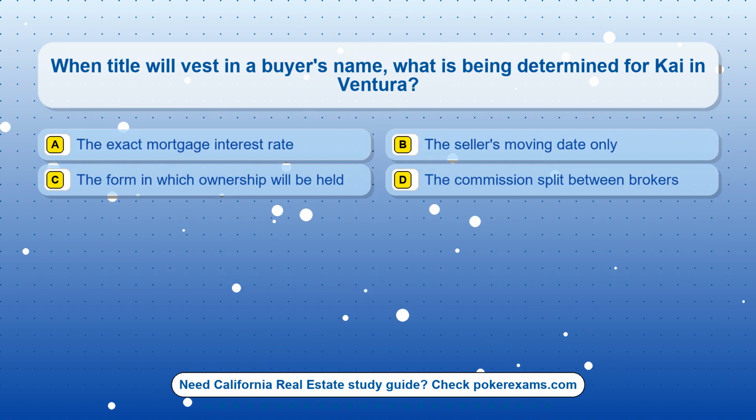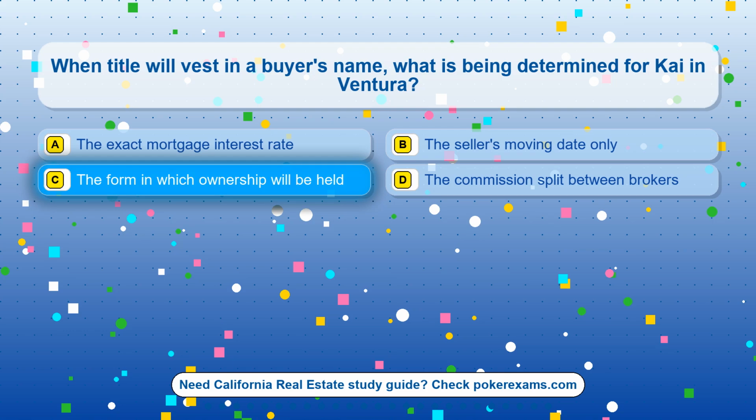Question 8. When title will vest in a buyer's name, what is being determined for Cayenne Ventura? Option A. The exact mortgage interest rate. Option B. The seller's moving date only. Option C. The form in which ownership will be held. Option D. The commission split between brokers.